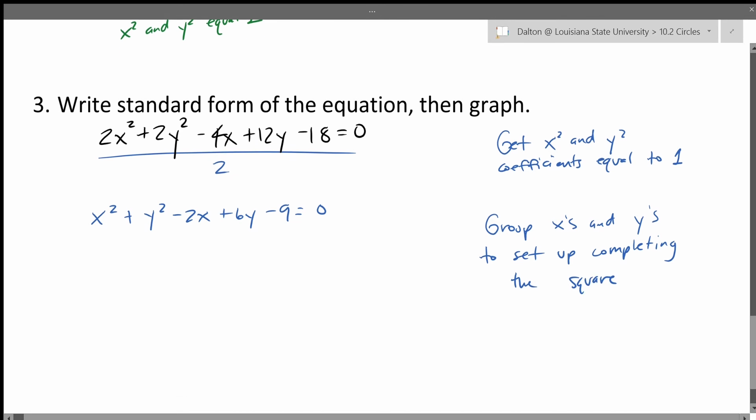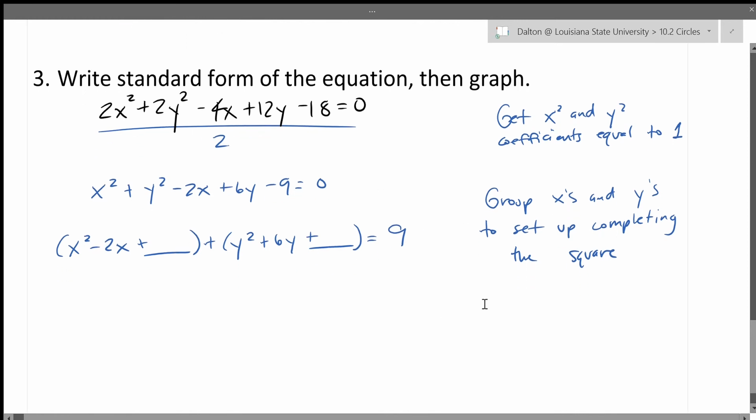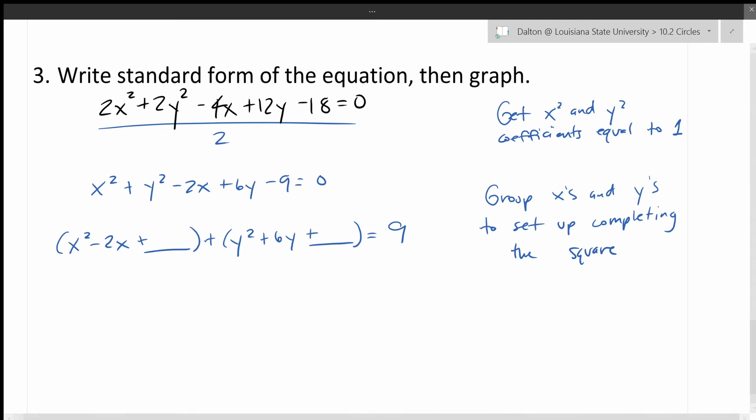So what that'll look like is this. That'll be x squared minus 2x plus, we don't know what that number is going to be, it's going to be the new c, plus y squared plus 6y plus, we don't know what that new c is going to be, is equal to, and then we're going to move that negative 9 to the right side. So you group your x's and y's, and additionally you move your constants to the right side. And then we're actually going to complete the square.